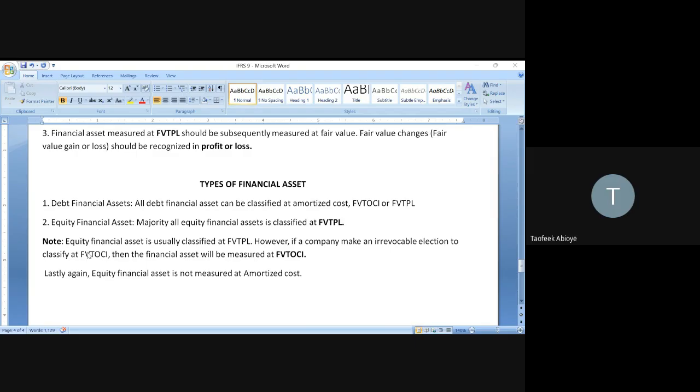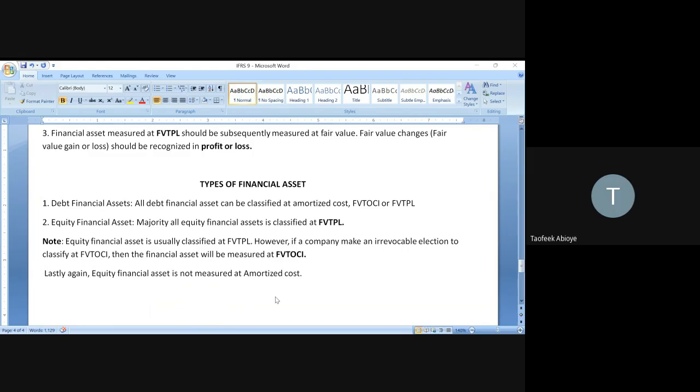And I put it again, lastly, equity financial asset is not measured at amortized cost. Just like I said earlier, we cannot measure equity financial asset at amortized cost. Why? Because it will fail the SPPI test.